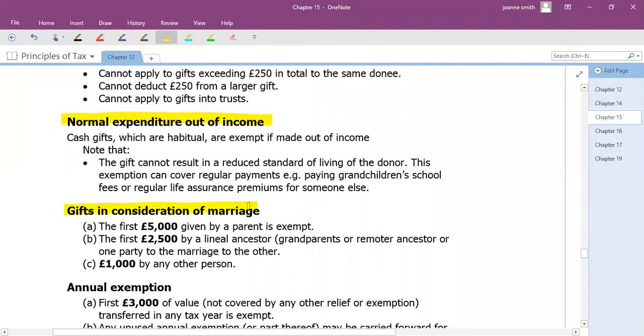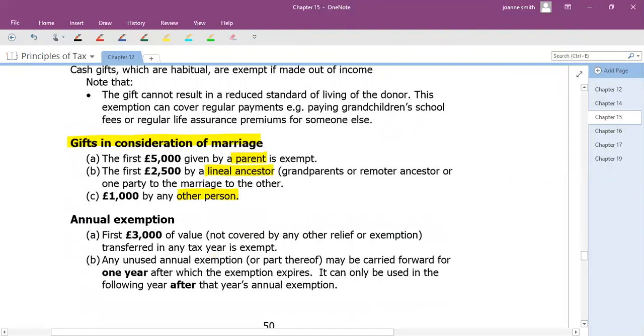If you give some money away for a marriage, the first £5,000 given by a parent is exempt, and if it's anybody else, within reason, it's £2,500. And then if it's just generally other people that you're not related to, then it's limited to £1,000. But it is subject to the marriage taking place. So if the marriage didn't take place, then it would be taxable, I'm afraid. Although I would imagine that you'd be asking for your money back at that point.